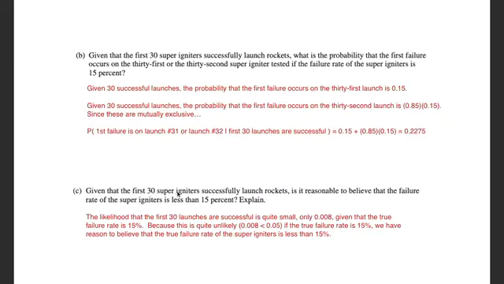So given that the first 30 superigniters successfully launch rockets, is it reasonable to believe that the failure rate of superigniters is less than 15%? Well, this doesn't use the word evidence, but essentially we're being asked to think about our answer in part A as a p-value. If something unlikely has happened, then maybe the assumption that we used to calculate that probability wasn't a good assumption. So, bottom line, the likelihood that the first 30 launches are successful is quite small.